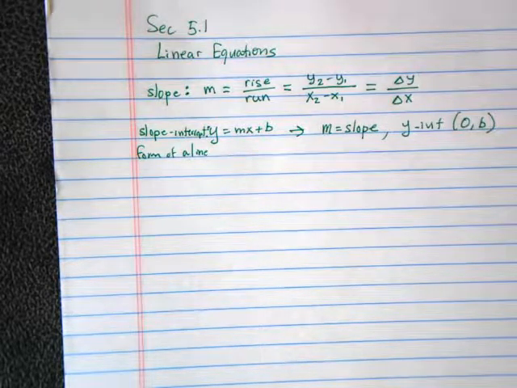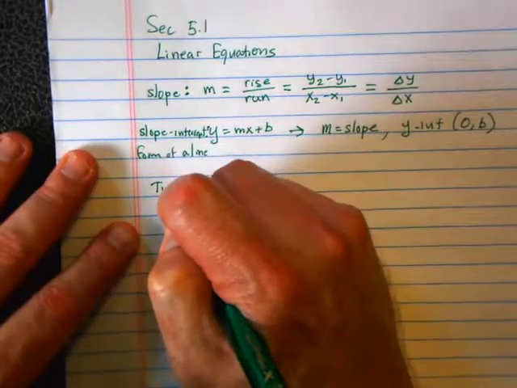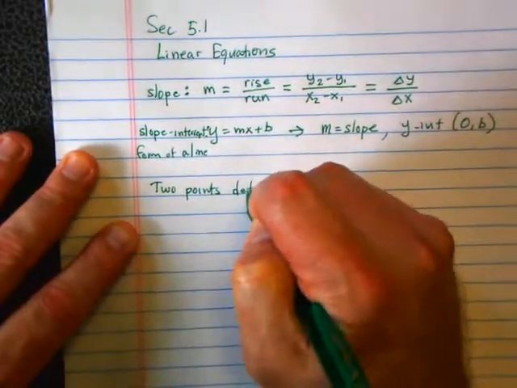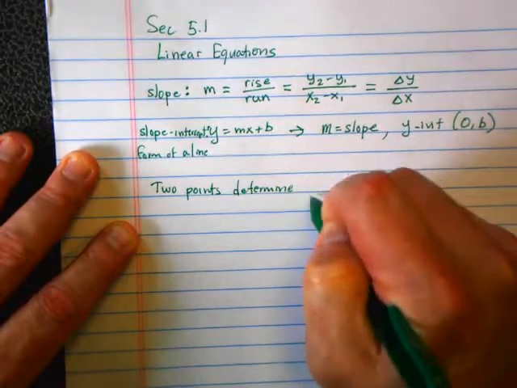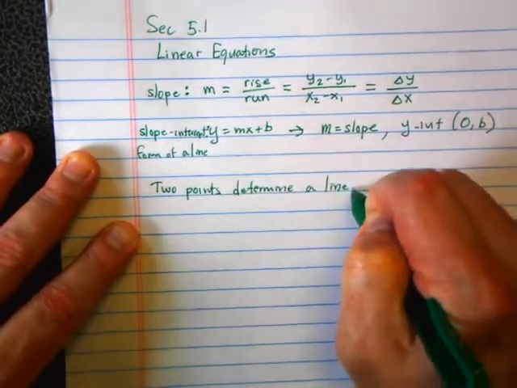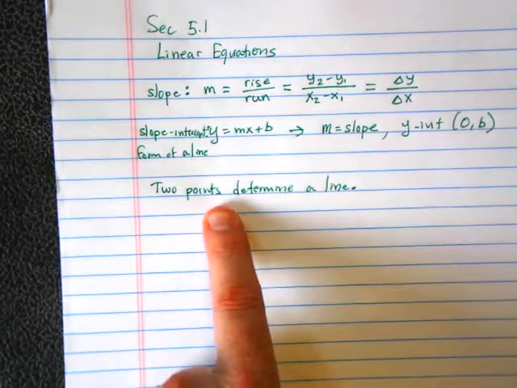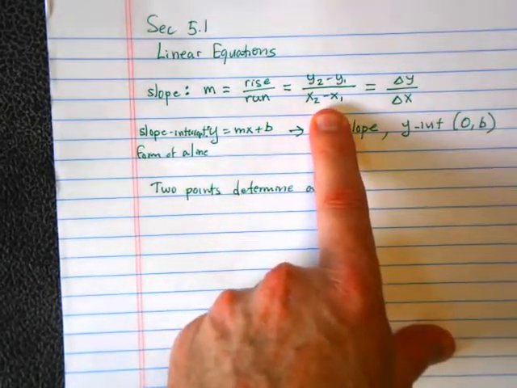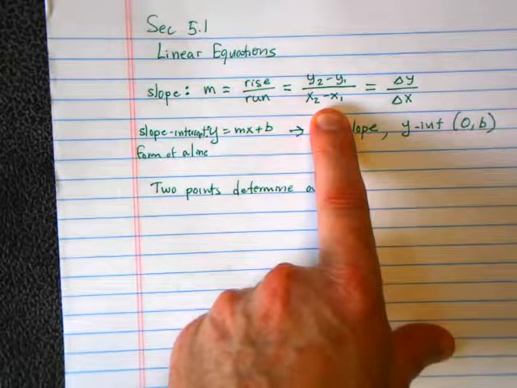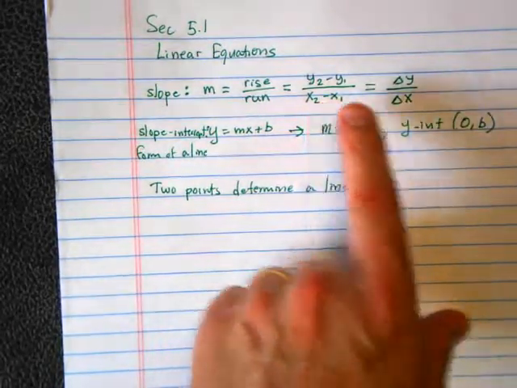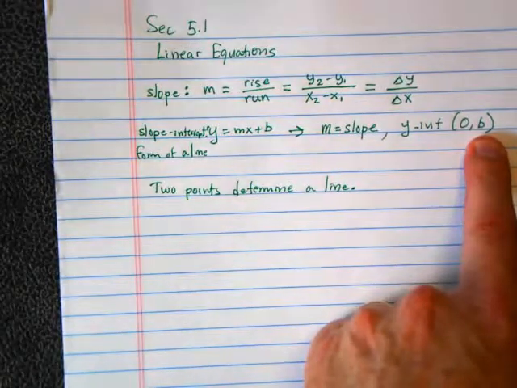What about 2 points? 2 points determine a line. In fact, once I know 2 points, I can use the slope formula up here to find the slope of that line, can't I? So if I know 2 points, I can find the slope. And then how do I find this b number? How do I find that intercept?